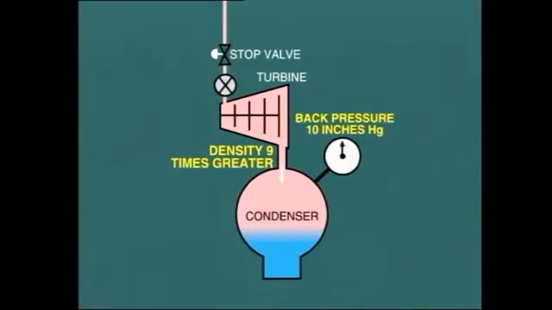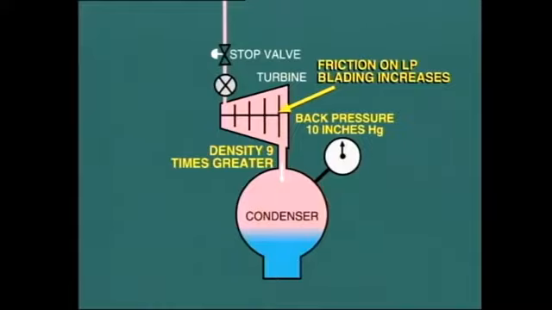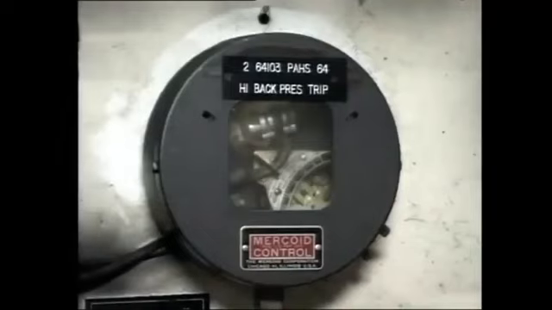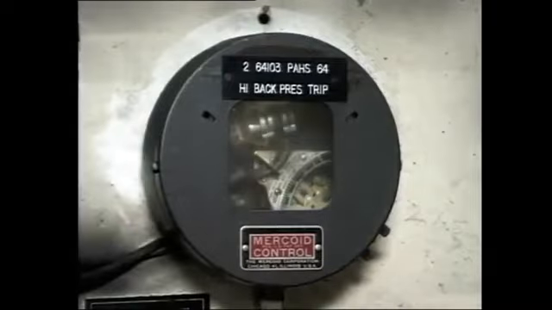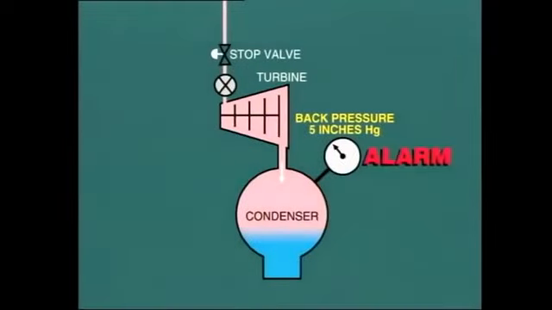back pressure. This increase in density greatly increases the friction on the LP blading, which is still turning at 3,600 RPM. The result leads to overheating and possible damage to the low-pressure blading. In order to prevent this situation, a vacuum trip continuously monitors the back pressure, and it is usually set to operate a trip relay when the back pressure reaches 10 inches of mercury. The monitor will sound an alarm when the back pressure reaches 5 inches of mercury, so as to warn the operator to take action before a trip occurs.